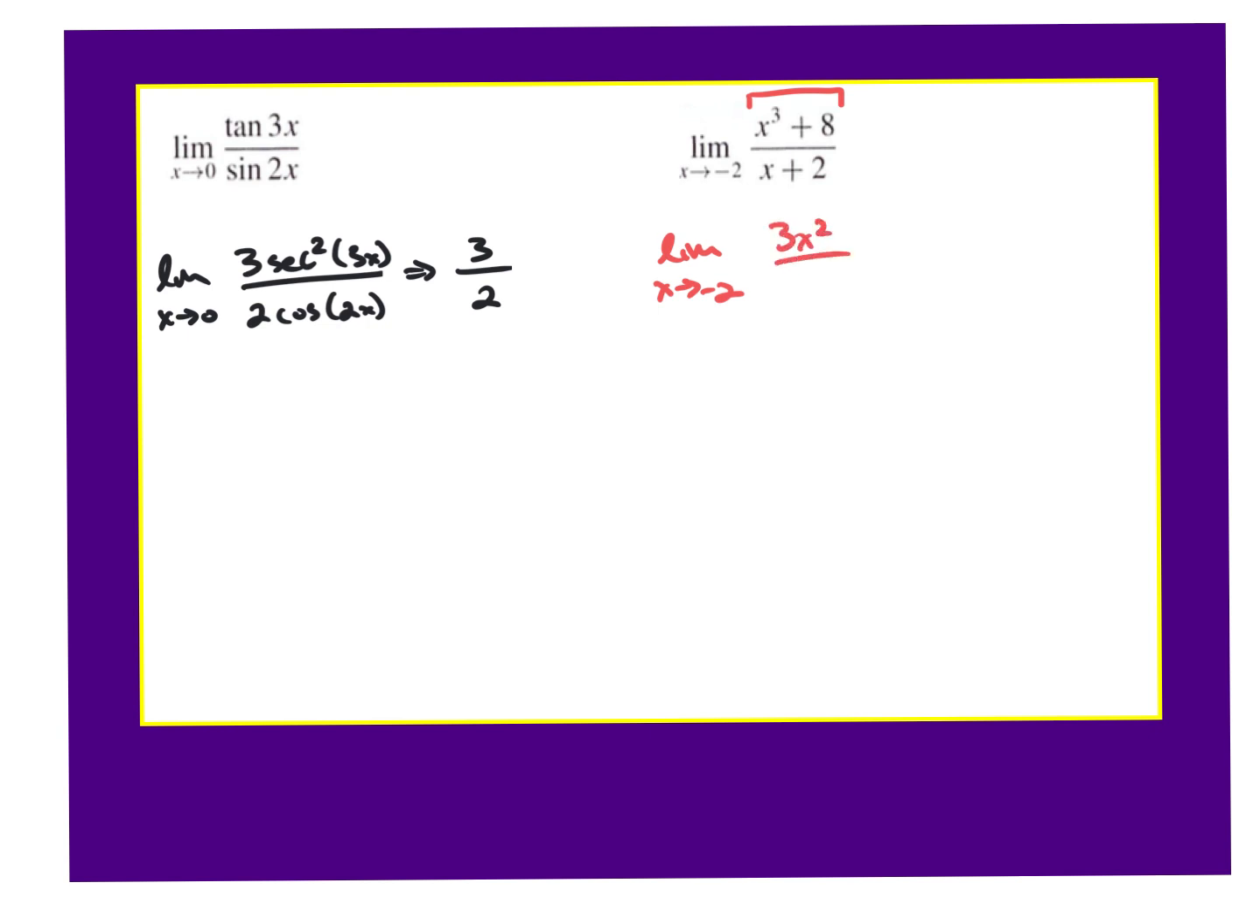3x squared over 1. And so now when I substitute in -2, I end up with 12. All right, that was Nick.